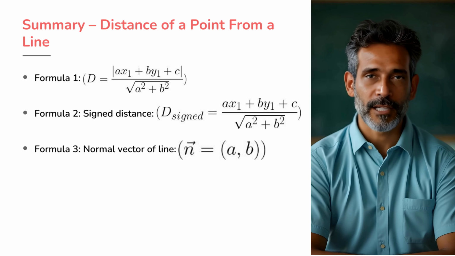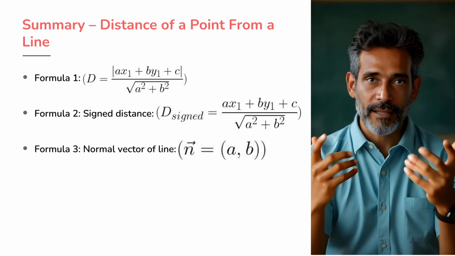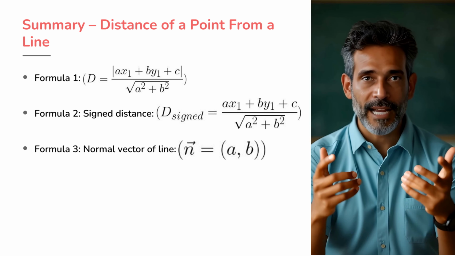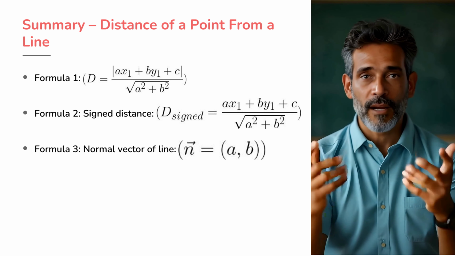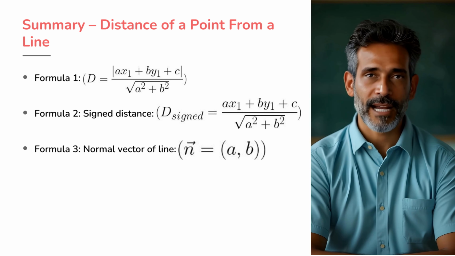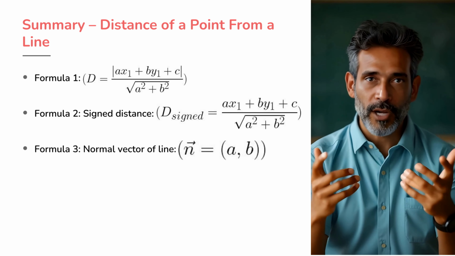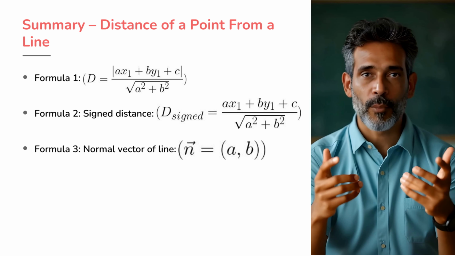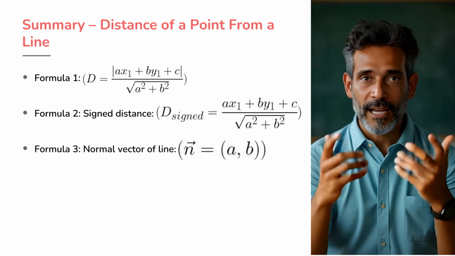To wrap up today's lesson, let's quickly recap the key formulas and ideas. First, the absolute distance formula: d equals the absolute value of ax1 + by1 + c, all divided by the square root of a squared plus b squared. Second, the signed distance formula: d signed equals ax1 + by1 + c over the square root of a squared plus b squared, which tells us on which side of the line the point lies. Third, remember that the normal vector of the line is (a, b).